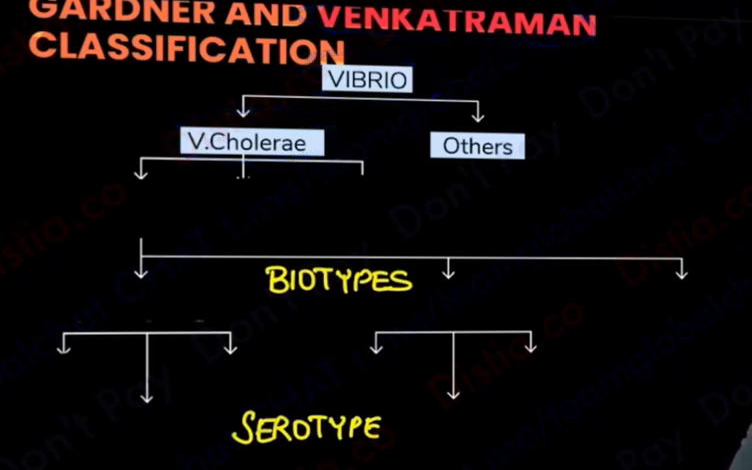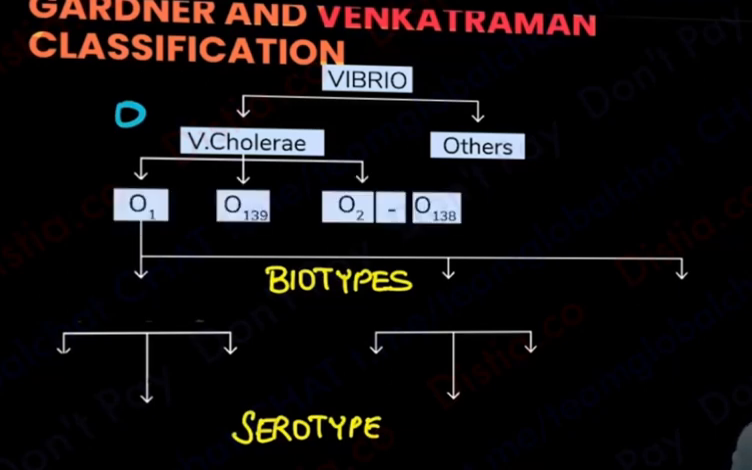So remember, the Venkatraman and Gardner classification says that Vibrio can be divided into Vibrio cholerae as well as the others. And on the basis of the O antigen, we have divided it into O1, then O139, and then everything in between has been clubbed under one group. But I am primarily interested in O1, and O1 has further subtypes.